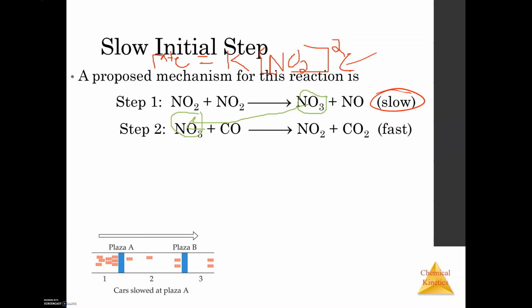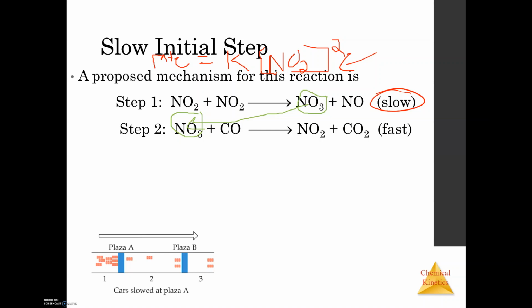Now if you pay attention to the equation, we saw that CO was not included in the overall rate law. Well, where is CO? CO is found in step 2, and step 2 is not the rate determining step. That's the reason why CO is not in the rate law. It doesn't mean that CO is unimportant, it just means that it's not in the rate determining step. You can only go as fast as the car that's in front of you.